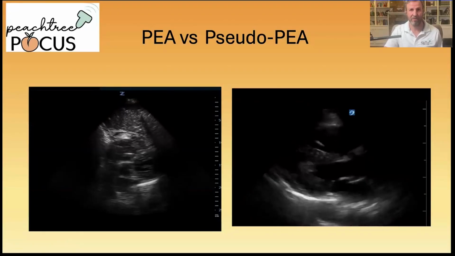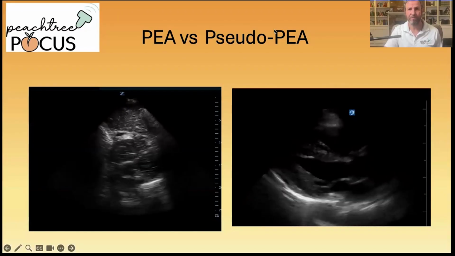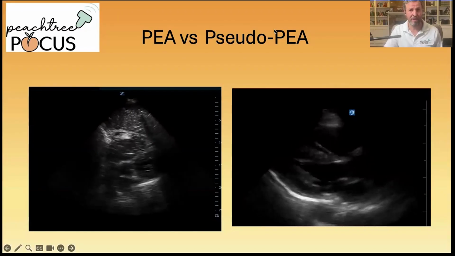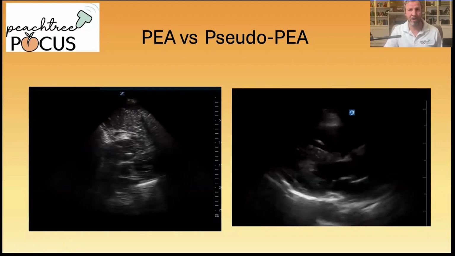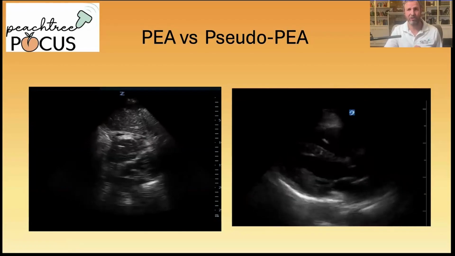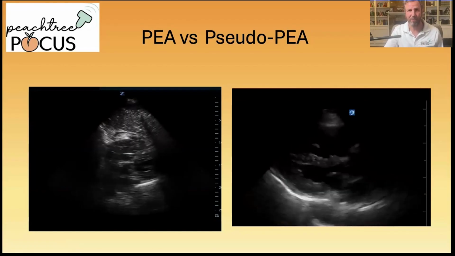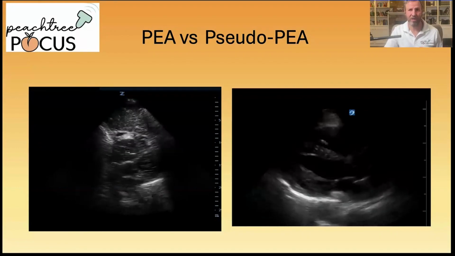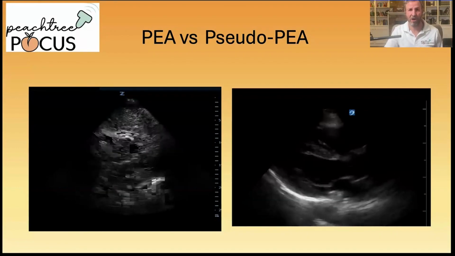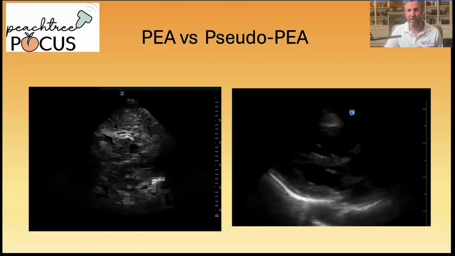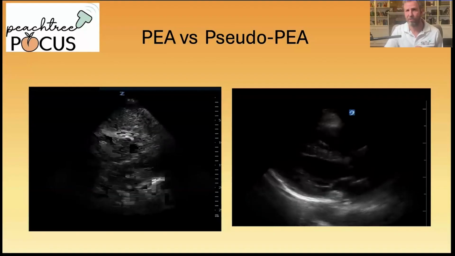Pseudo PEA, here on the right side, the monitor looks the same and there's no palpable pulse, but on ultrasound, a heart is actually beating, often very vigorously and hyperdynamic. The problem here isn't contractility, it's preload. There just isn't enough volume in the heart to generate a pulse. And this is usually due to hypovolemia or hemorrhage.